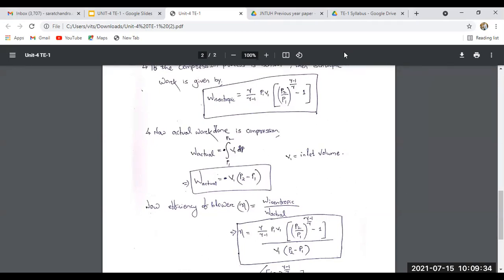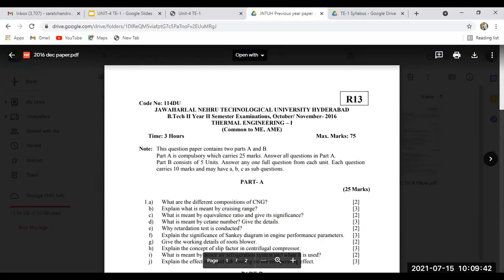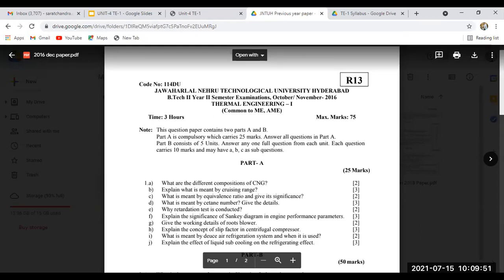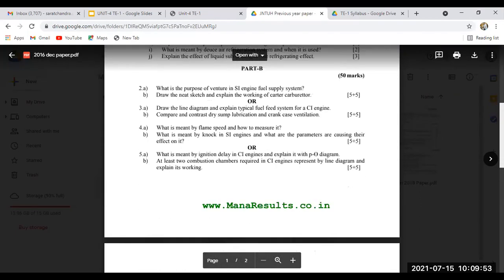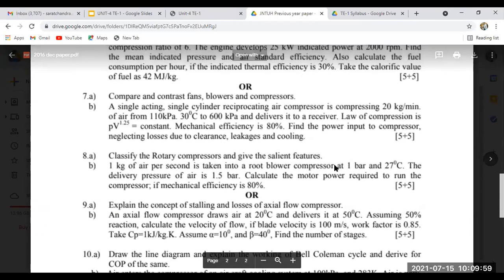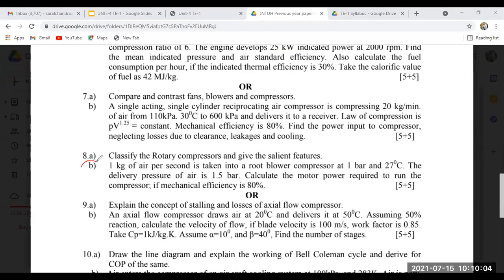Based on this, one question we have already discussed yesterday. Today one more question we will discuss, and then we will switch over to the next type of rotary compressor. This is the 2016 supply paper, question number 8B. Now we are going to solve this question, which is based upon the root blower compressor.